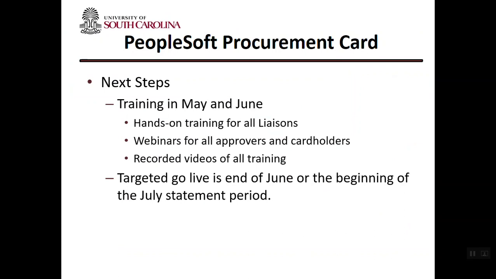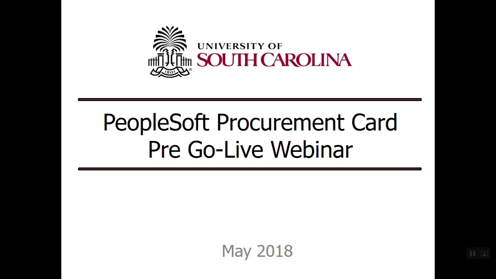The targeted go live is at the end of June or the beginning of the July statement period. So we're probably thinking around that, I believe that Monday, July the 2nd, is the day that we'll actually go live with PeopleSoft Procurement Card. And there will be more information communicated to you as we get closer to that date. So that concludes this short video, which is a recorded version of our PeopleSoft Procurement Card pre-go live webinar.